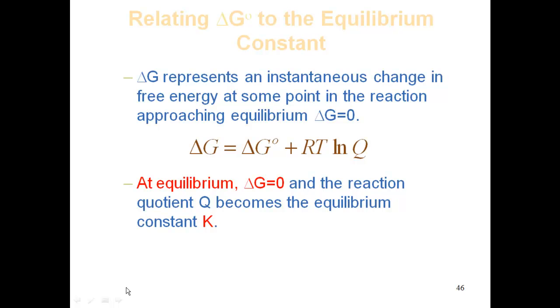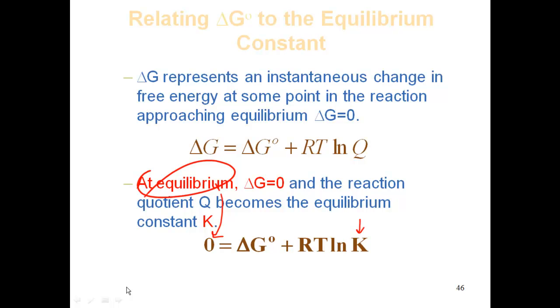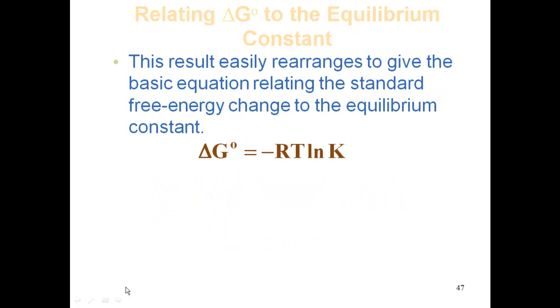If I'm at equilibrium, then I know that delta G is equal to 0, and I also know that Q is equal to K. So I get 0 equals delta G naught plus RT natural log of K. Rearranging this, I now get delta G naught is equal to negative RT natural log of K. So I have another equation where I can determine K from delta G, or if I have delta G, I can figure K. These are related, and they're also complementary to each other.